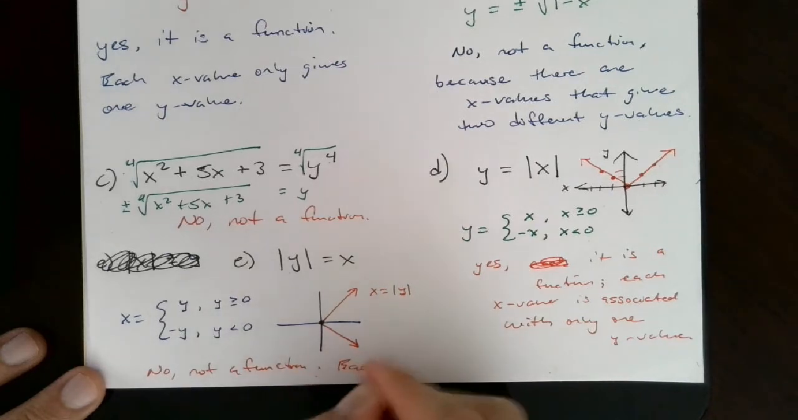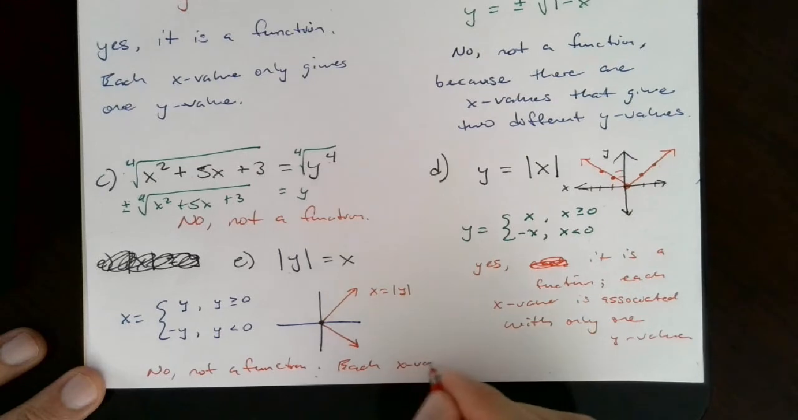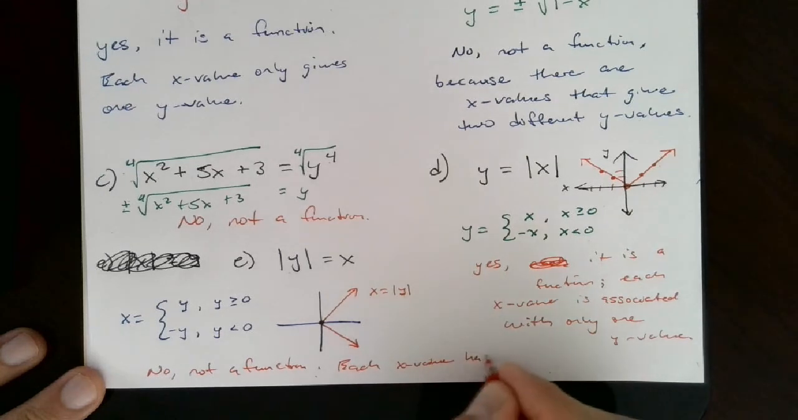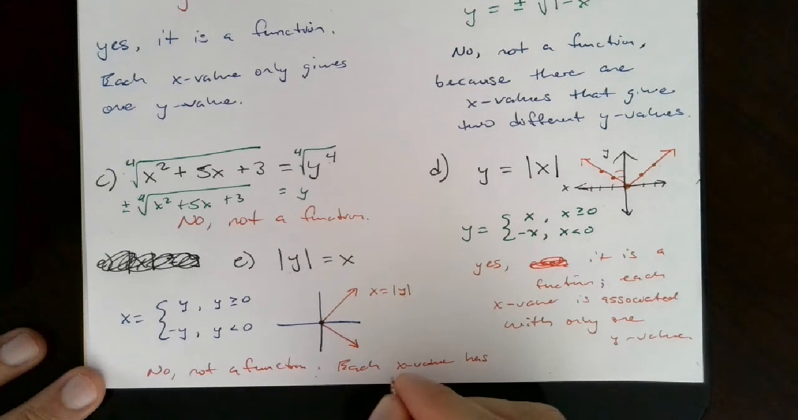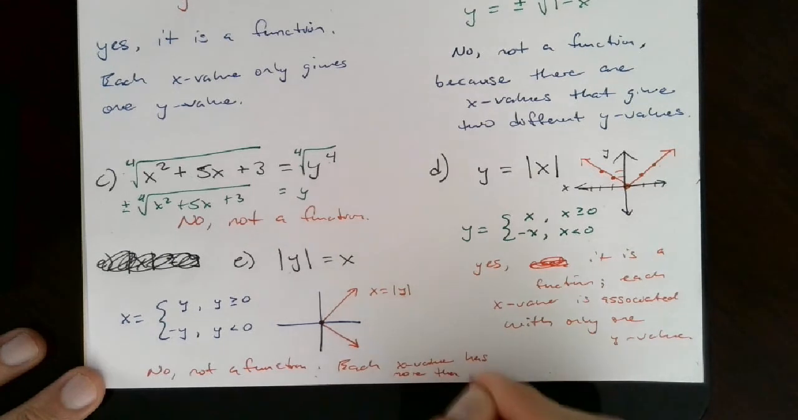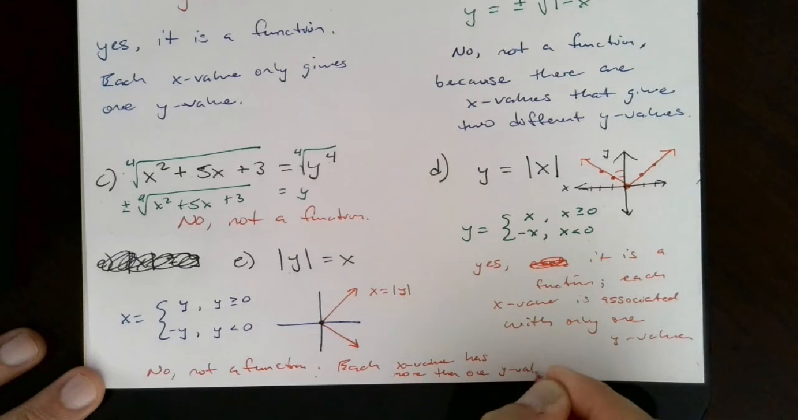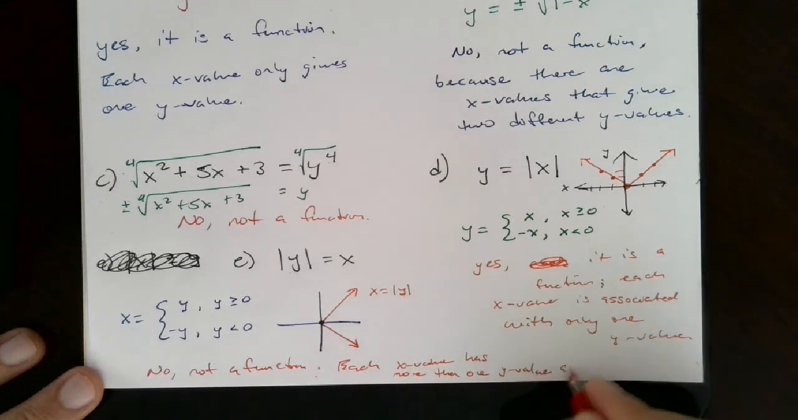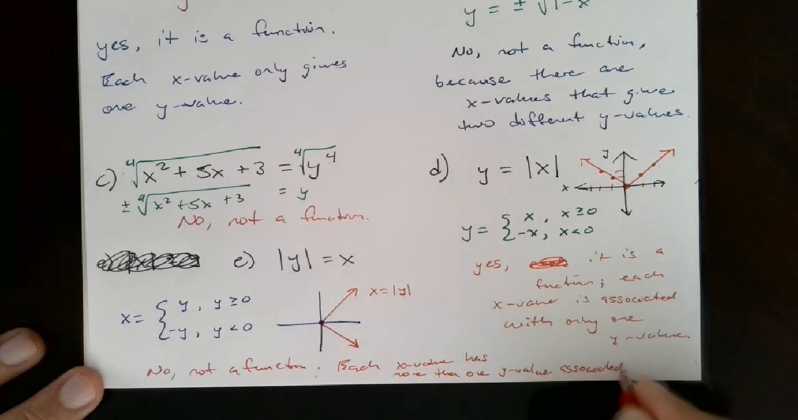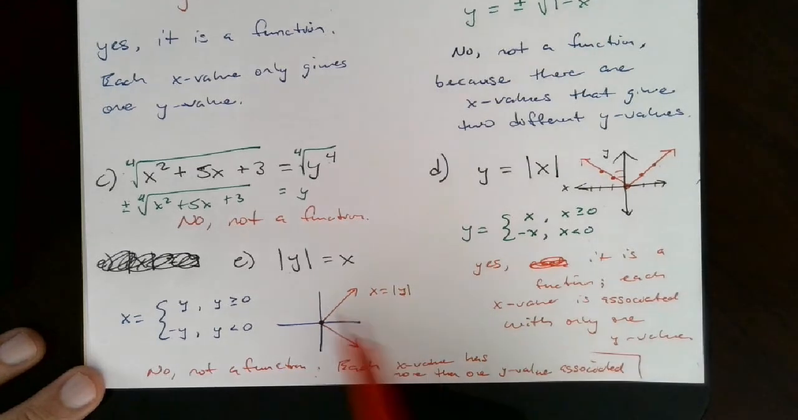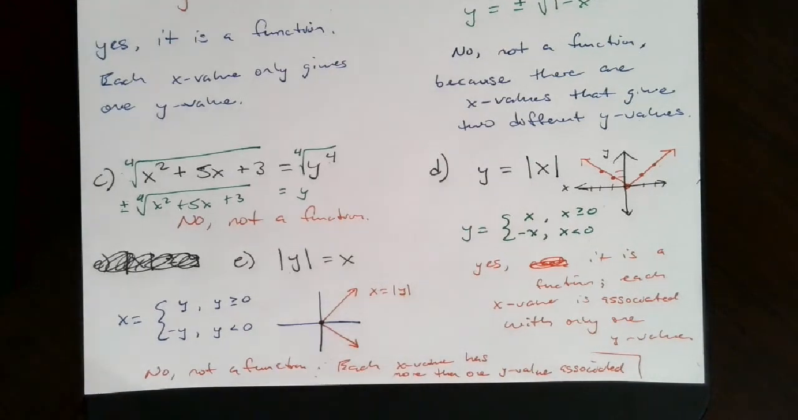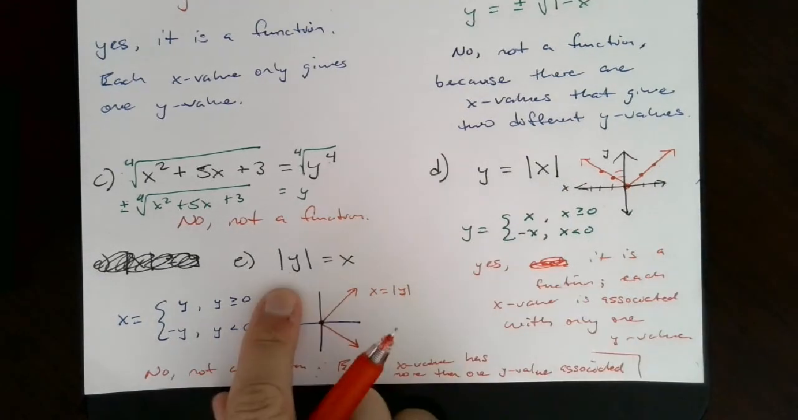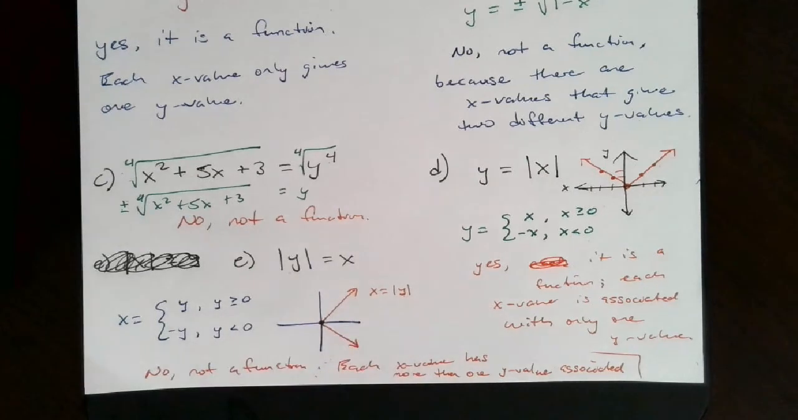All right, each x value other than 0 has more than one y value associated with it. So you could also have noticed that if you did the vertical line test on this, it would intersect twice, and that would also tell you that it's not a function. So when you have absolute values on the x's, typically those will be functions. You have absolute value on the y's, then it will not be a function.